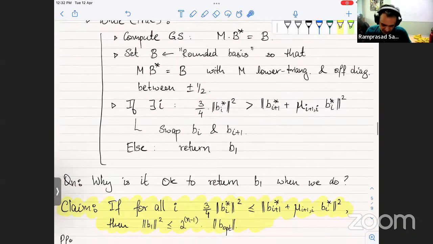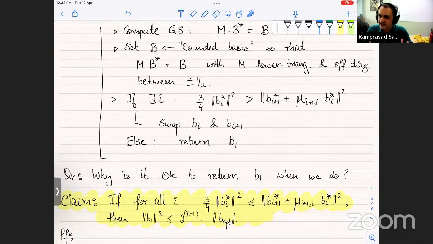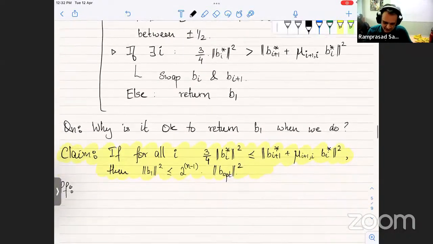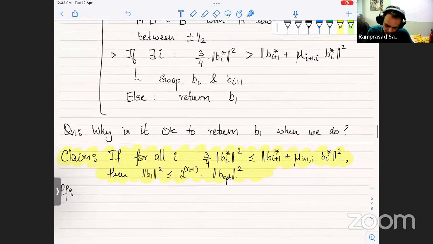Here is the claim that I want to make: when we do decide to return B1, this B1 is actually a very, very good approximation to the optimum. That is, it gives you the guarantee that you want to have. Oh, sorry, I missed a square. Okay, so let's just see that. We'll figure out exactly what this equation is, but let's at least convince ourselves that whenever the algorithm does return a vector, it will return a vector that is not too far away from optimum.